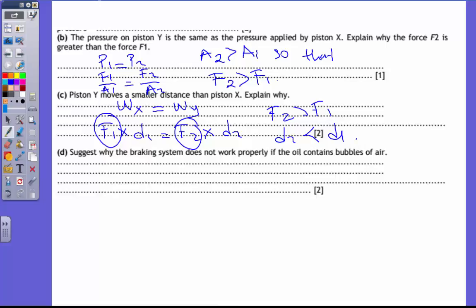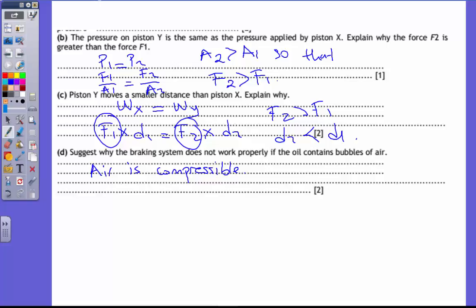Suggest why the braking system does not work properly if the oil contains bubbles of air. We know that air is compressible. If the oil contains bubbles of air, then the air bubbles compress when pressure is applied, the system becomes less efficient, or the pressure will reduce when applied by the pistons.